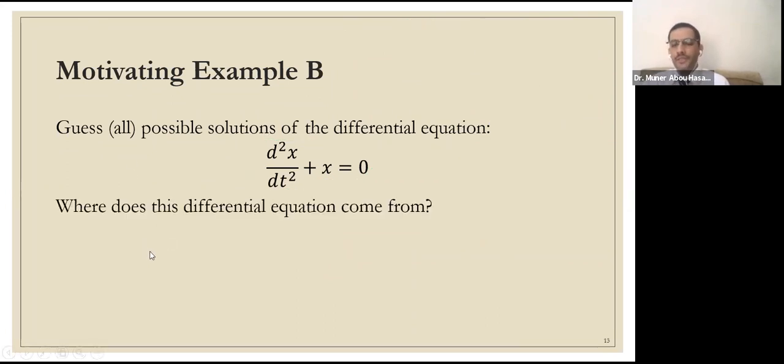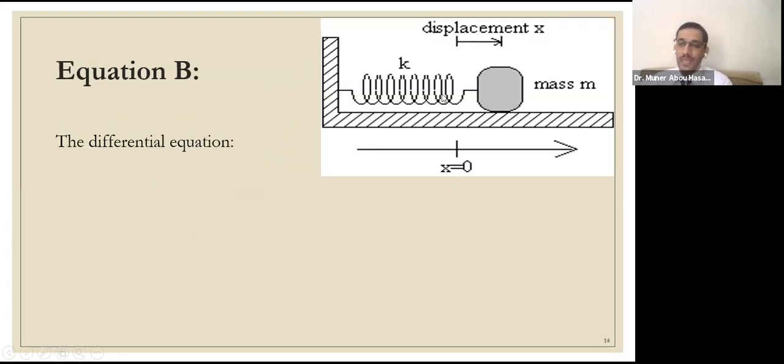Where does this differential equation come from? I mean, can I express this differential equation to describe some real life phenomena? Yes, actually, yes. Look at this phenomenon. Now I have a spring. I attach a mass to this spring, and I move the mass to the right. The spring will stretch, and the mass will also go left and right. So now I have the motion.